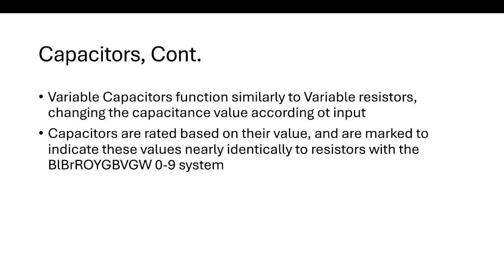Variable capacitors function similarly to variable resistors, changing the capacitance value according to input. So, how we work with potentiometers and rheostats and all that good stuff. You can change it on the fly, essentially. And certain capacitors, specifically ceramic capacitors, are rated based on their value, which is determined by marks on them identical to resistors with the black, brown, red, orange, yellow, green, blue, violet, gray, white, 0 to 9 system. So it's the same as what we did with resistors last year.